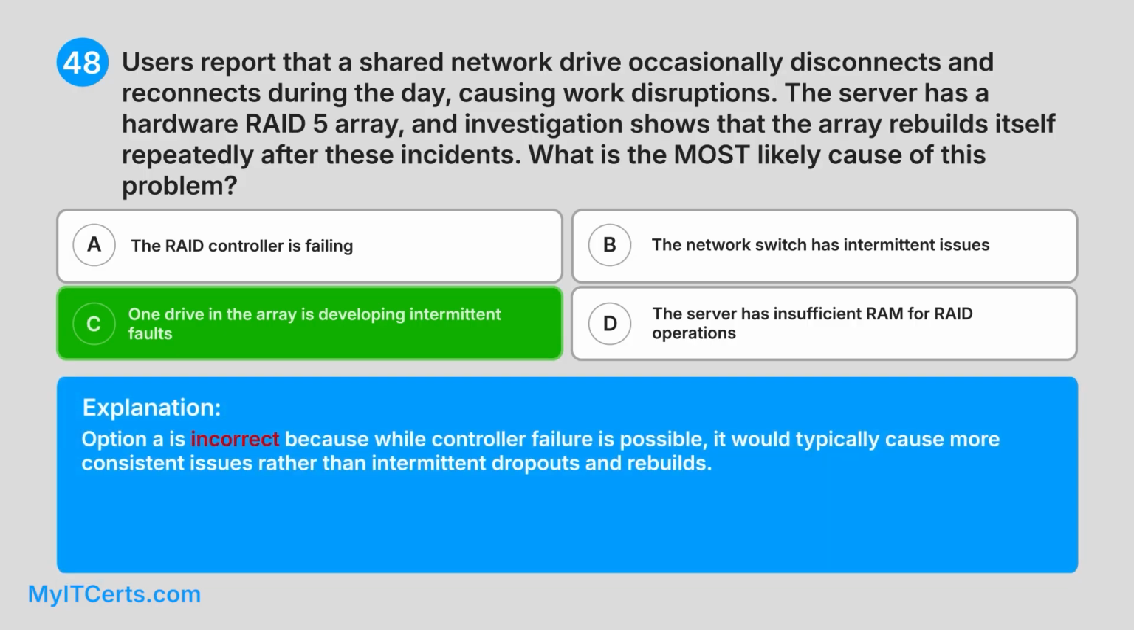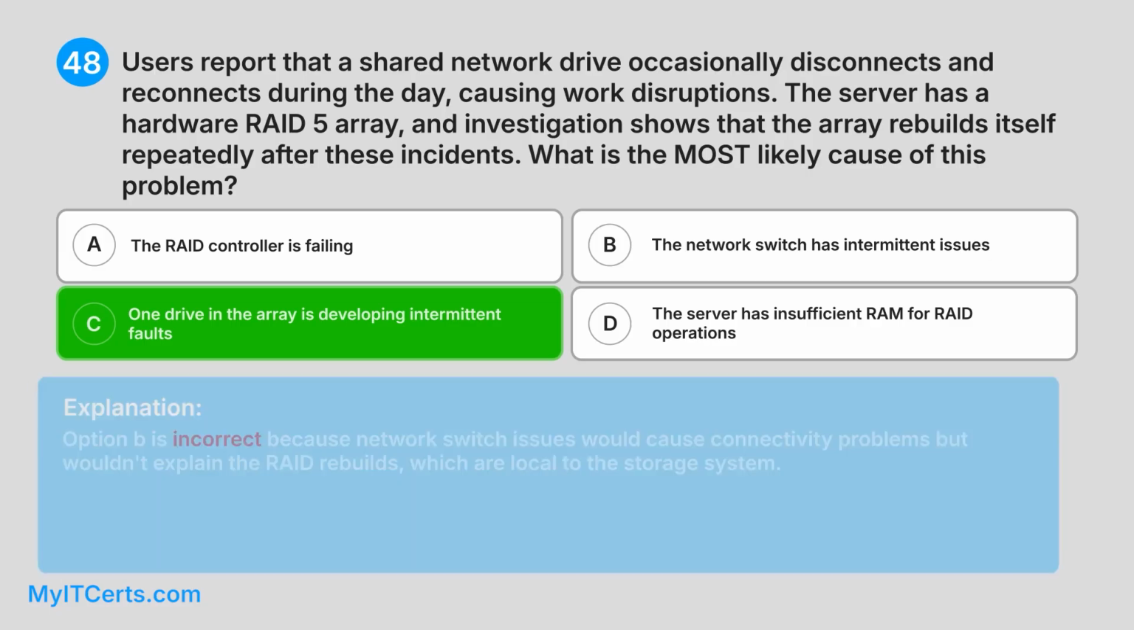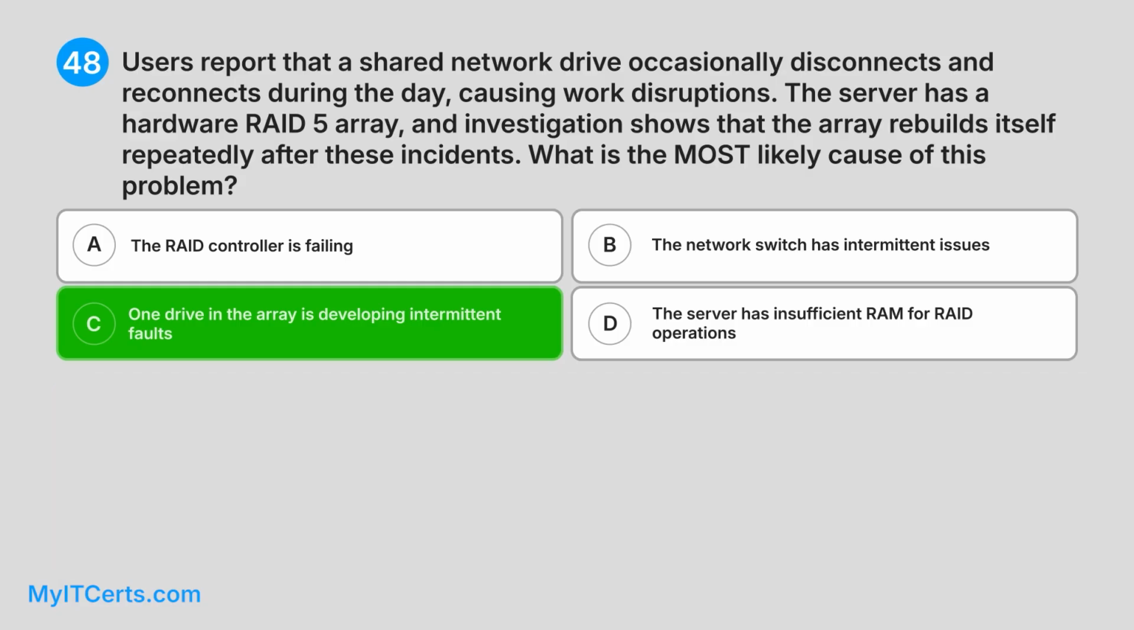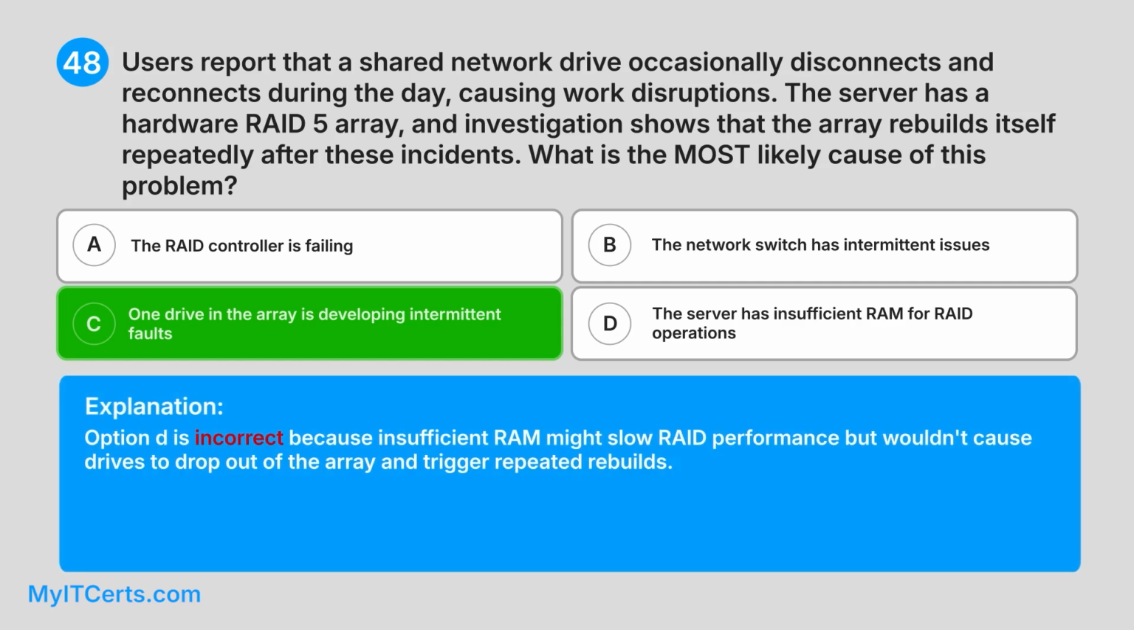Option A is incorrect because, while controller failure is possible, it would typically cause more consistent issues rather than intermittent dropouts and rebuilds. Option B is incorrect because network switch issues would cause connectivity problems, but wouldn't explain the RAID rebuilds, which are local to the storage system. Option D is incorrect because insufficient RAM might slow RAID performance but wouldn't cause drives to drop out of the array and trigger repeated rebuilds.